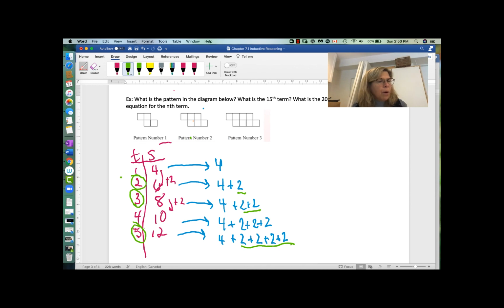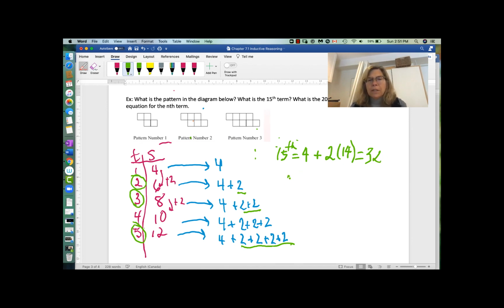So if we want to find the 15th term, well, where's my mouse? Here it is. The 15th term is going to equal 4 plus 2 times 1 less in the number of terms. So the 15th term is actually going to be 4 plus 2 times the 14th term. And we could calculate that to be, what is that, 28? 32? Yep.